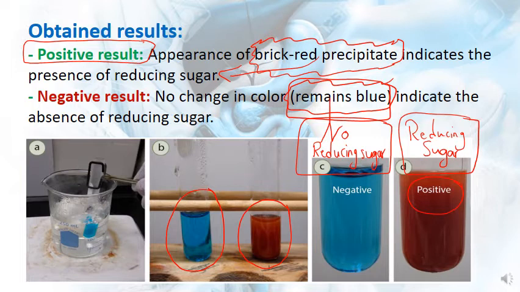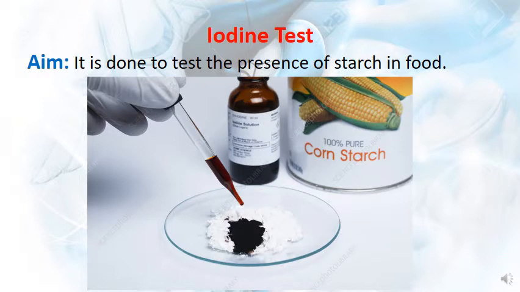Now let's move to another test. The first test was the Fehling test. It's done to identify the presence of reducing sugar. Moving to the iodine test. The aim of this test is to test the presence of starch. So the iodine test is done to identify the presence of starch.